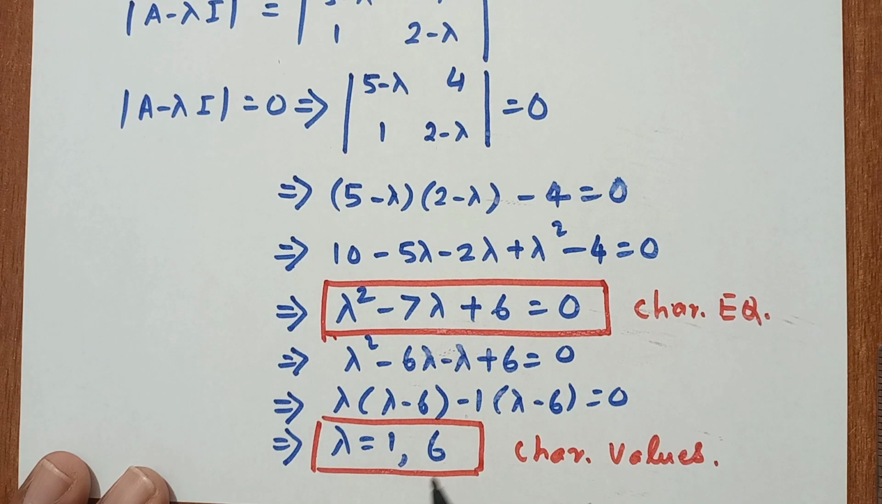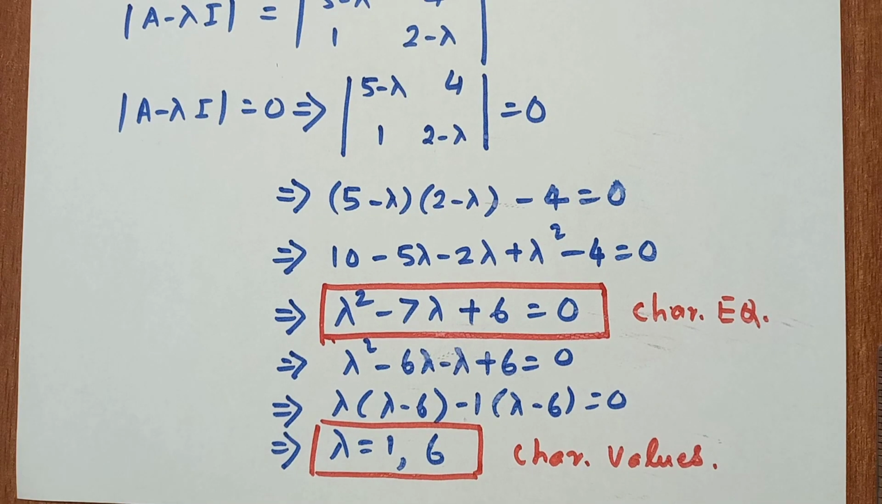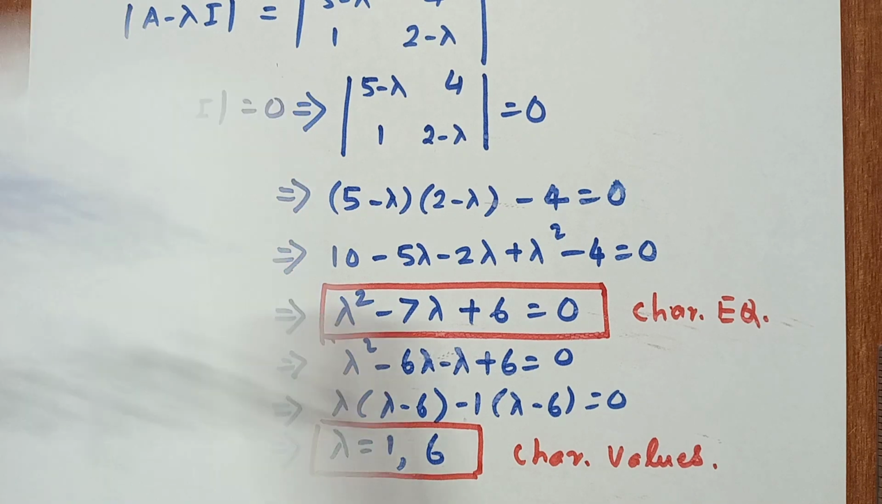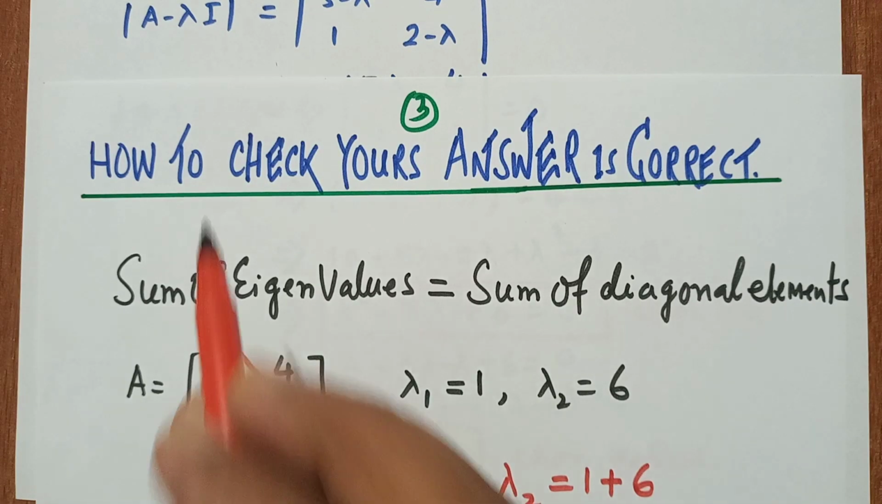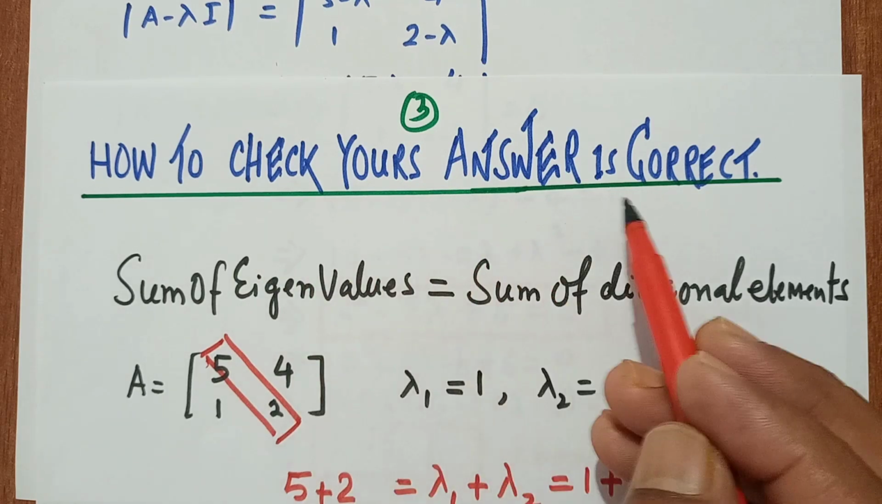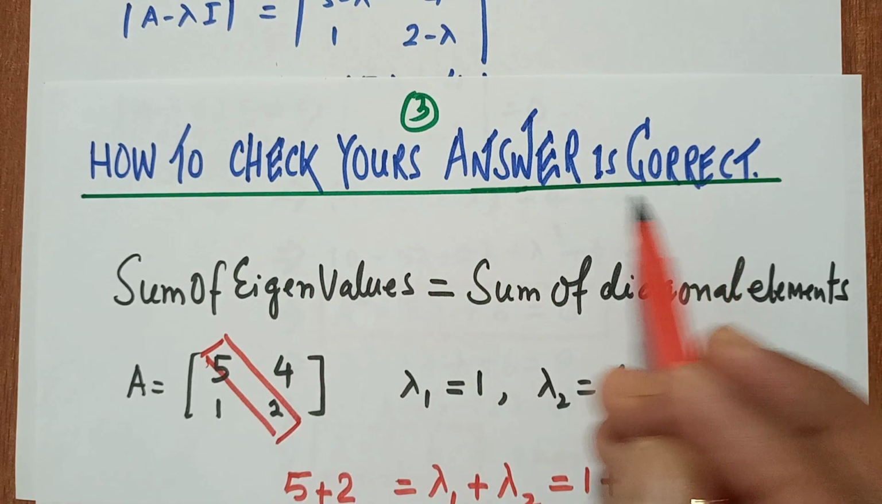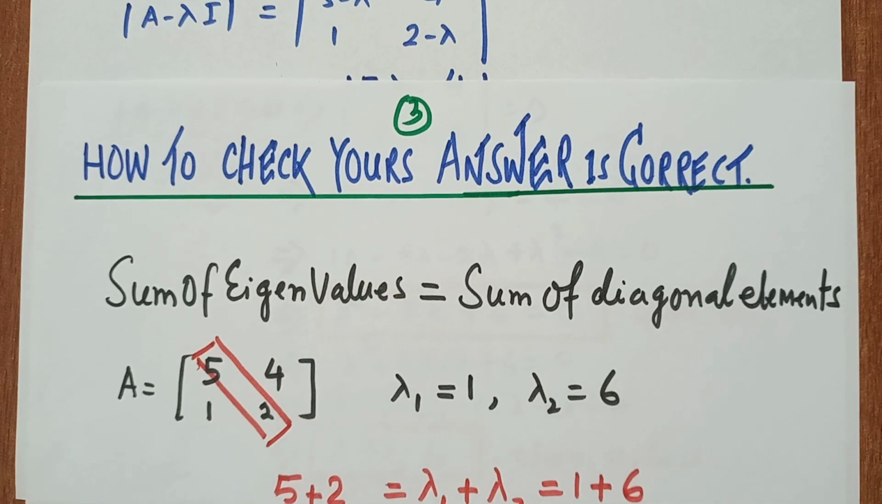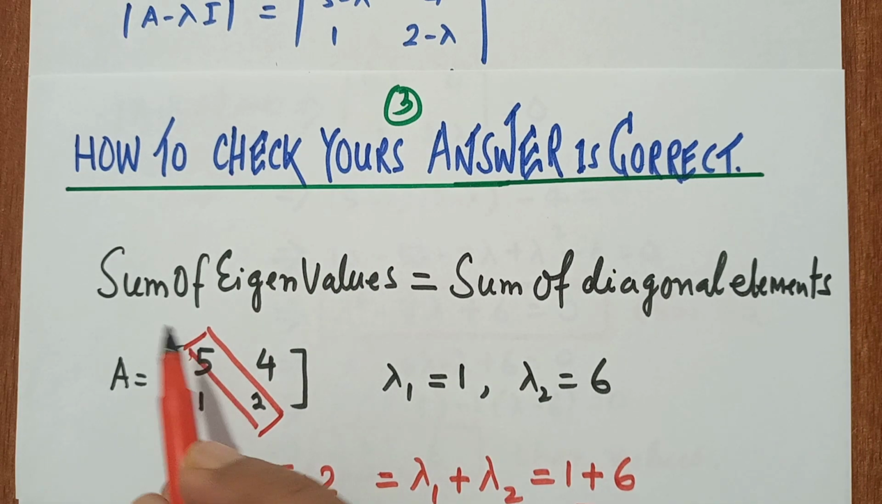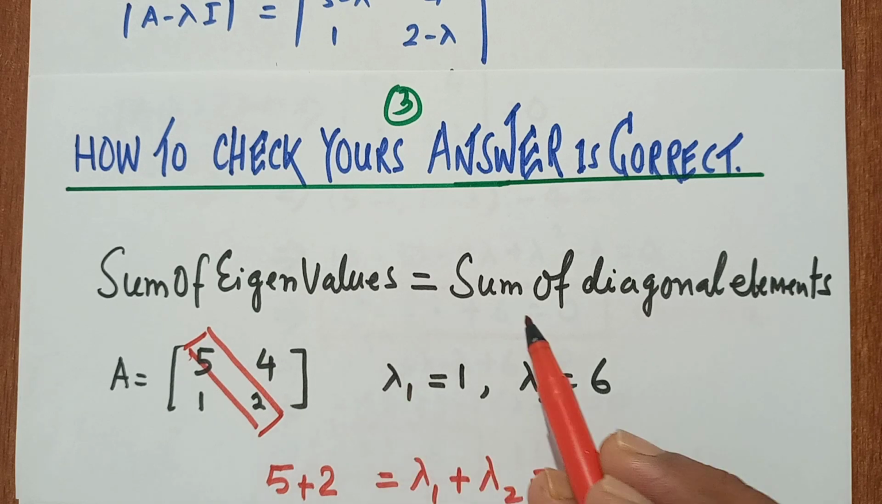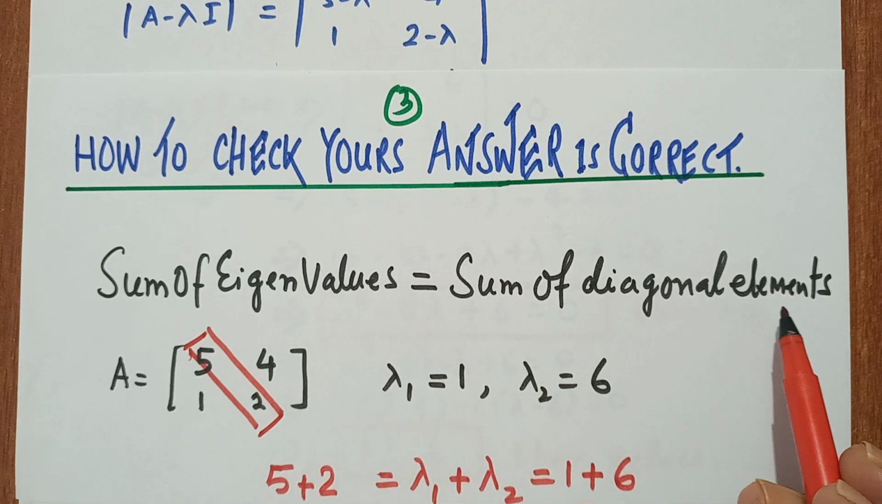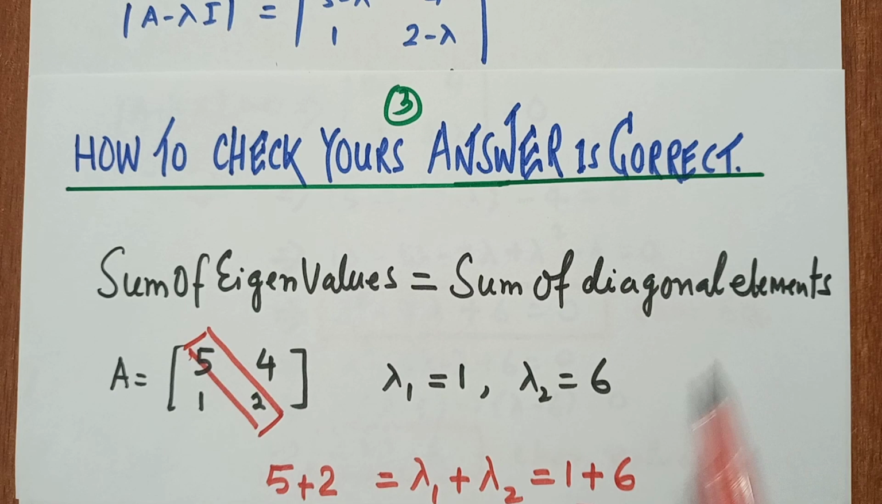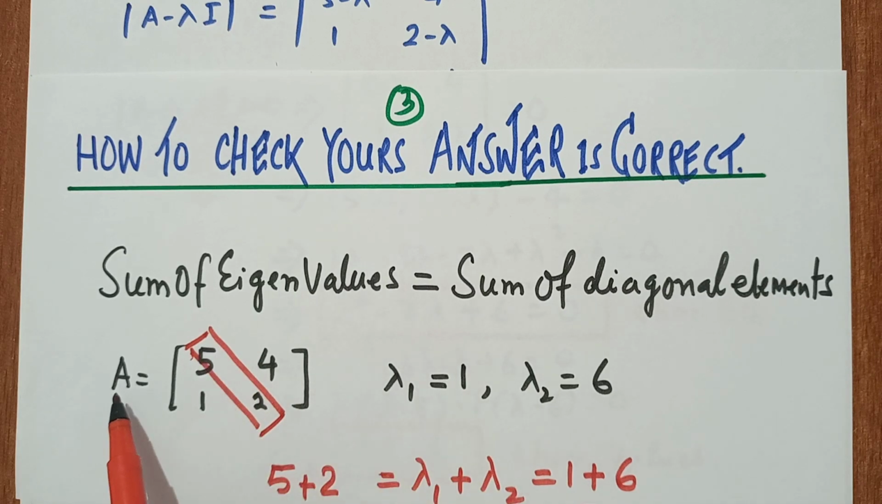Lambda is equal to 1 and lambda is equal to 6. So how do we check that our answer is correct? This is a very interesting trick: the sum of eigenvalues is equal to the sum of the diagonal elements of the given matrix. As we know, our matrix is A equal to 5 4 1 2.